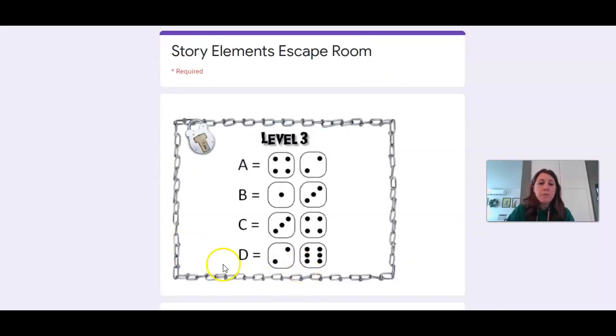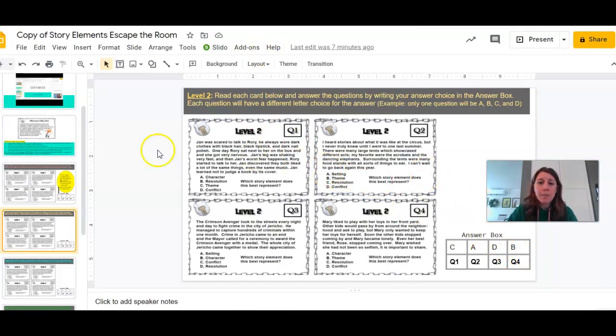You keep going on. If you do not have the correct answers, it will not let you go on. That's the trick of the escape room. So if you don't have the correct answers, then go back to the story elements page and try to figure out where you could make some changes, all right? If you are still really struggling with this, don't worry about it. We'll go over it together.